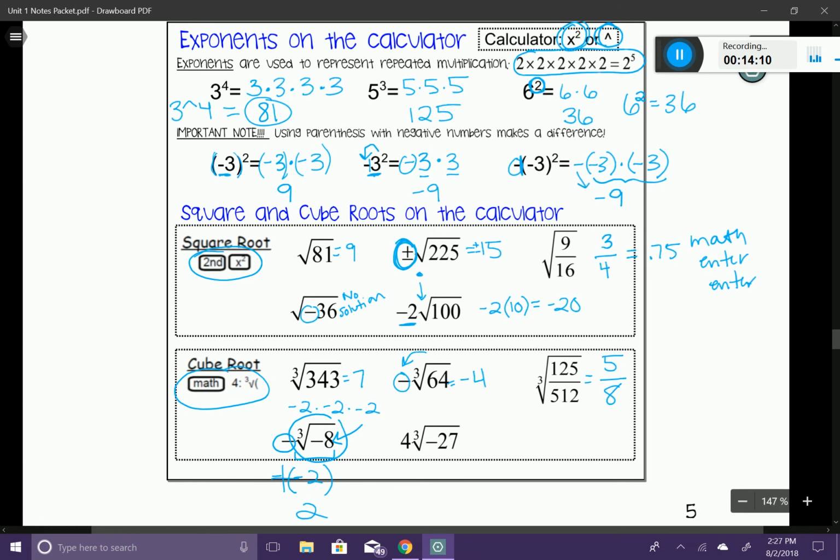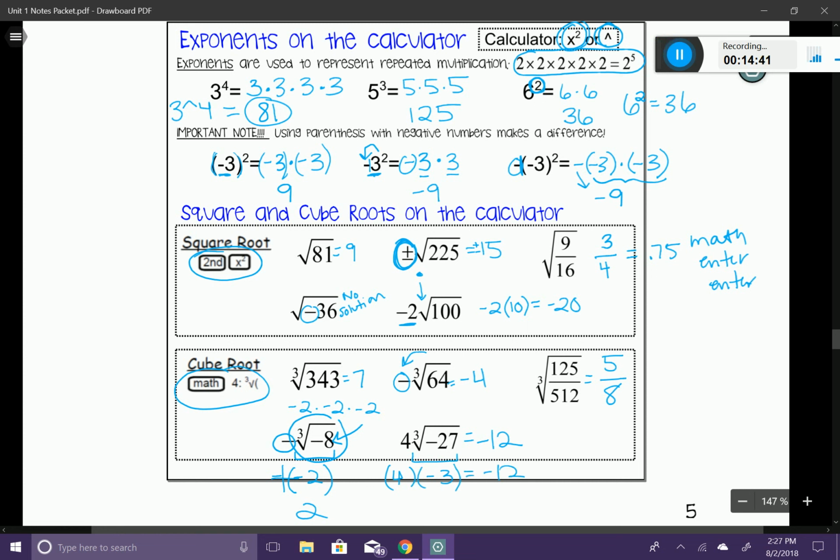Okay, and then the last one here. Let's go ahead and just put this one right in the calculator. 4, math, choose option number 4, negative 27. That's going to give us negative 12. Now, if I were to break that down, I would have to find the cube root of negative 27, which is going to be negative 3. And then I'm going to multiply it by that positive 4 outside to give me that negative 12.